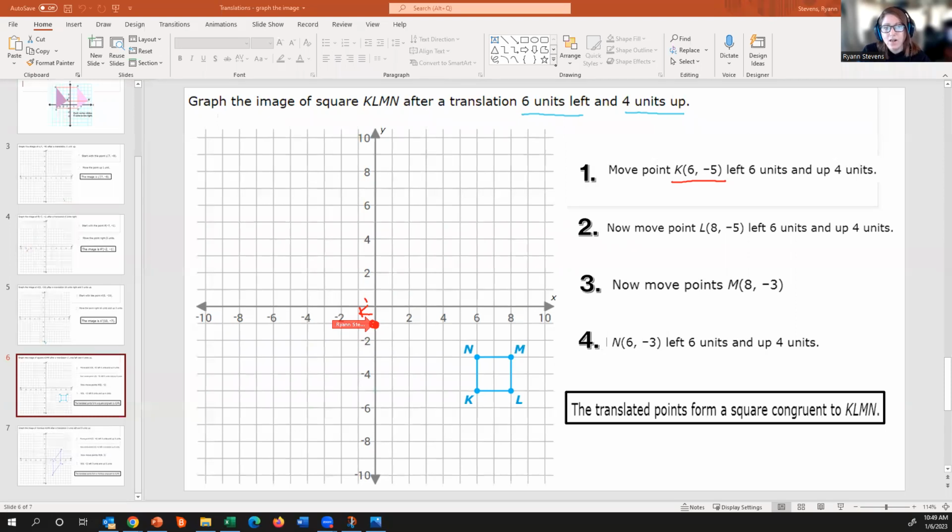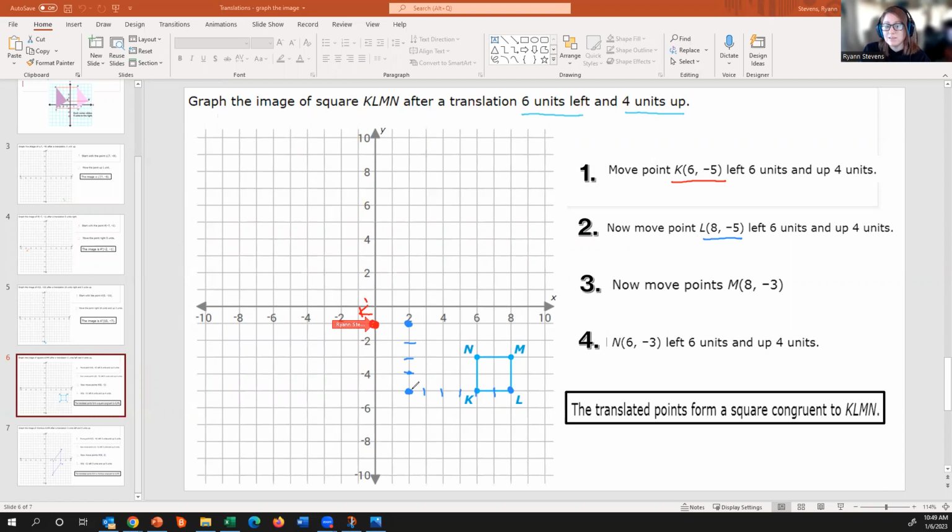The next point that we're going to move is point L. Okay, so point L is at (8, -5). And so this point right here, we're going to move over 6 places to the left: 1, 2, 3, 4, 5, 6. And then we can go 4 units up: 1, 2, 3, 4.